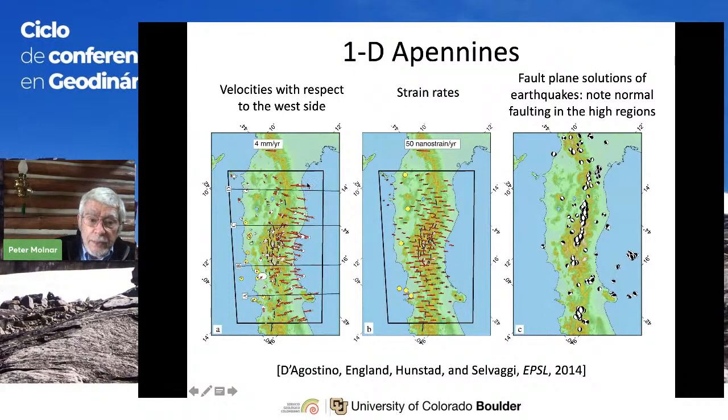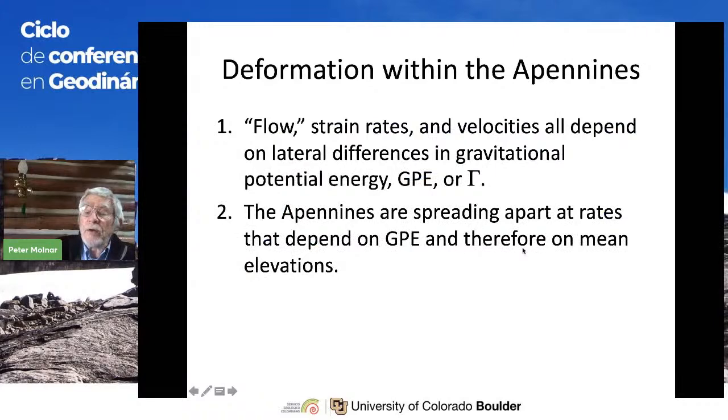And so going back, east side, northeast, gravitational potential energy, and therefore on mean elevations. It's a very nice, simple pattern.